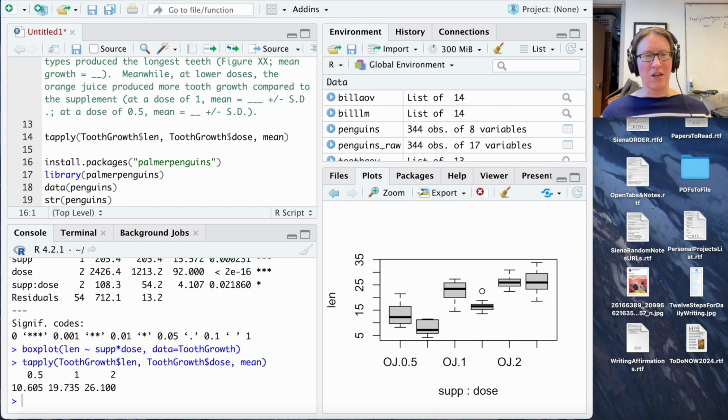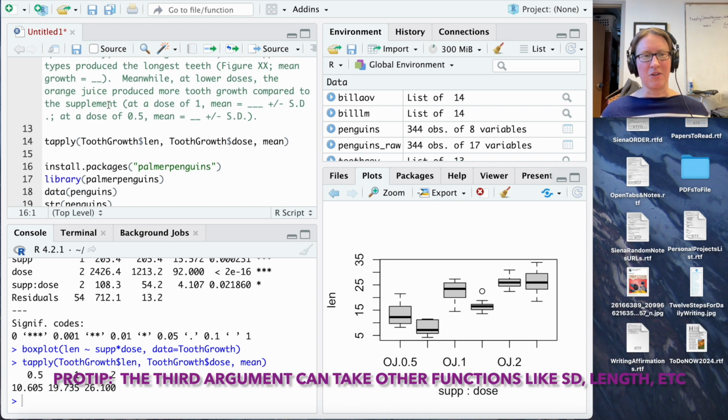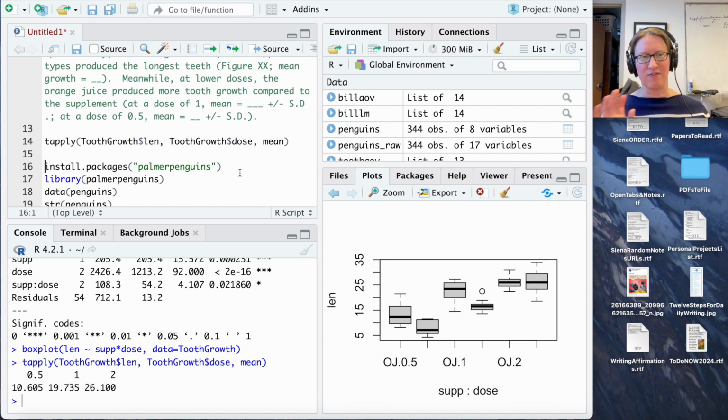So if I run that line, right, that's going to give me the mean tooth growth at 0.5, 1, and 2, right? So in this particular scenario, if I want to look at all of the means for orange juice versus the supplement, I would need to do another step to pull those apart, and then I could run the tapply function on those individually to get those individual means, if that makes sense.